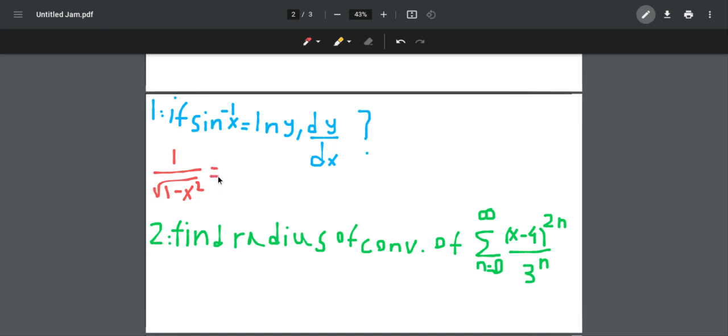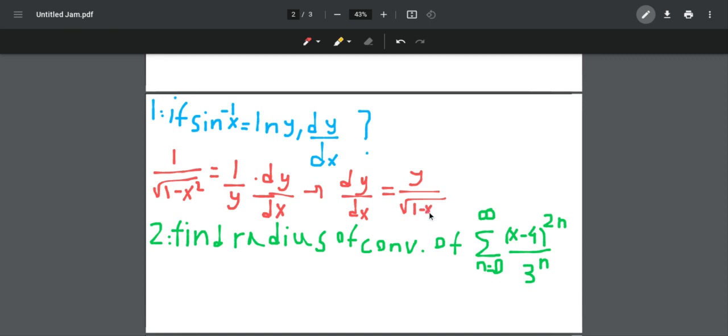And then differentiating natural log of y with respect to x, we get 1 over y, but we should multiply by dy dx, and this is called implicit differentiation. So we should multiply it by dy over dx. Now, for solving for dy dx, we should multiply both sides by y. So we get that dy over dx is just y over the square root of 1 minus x squared.